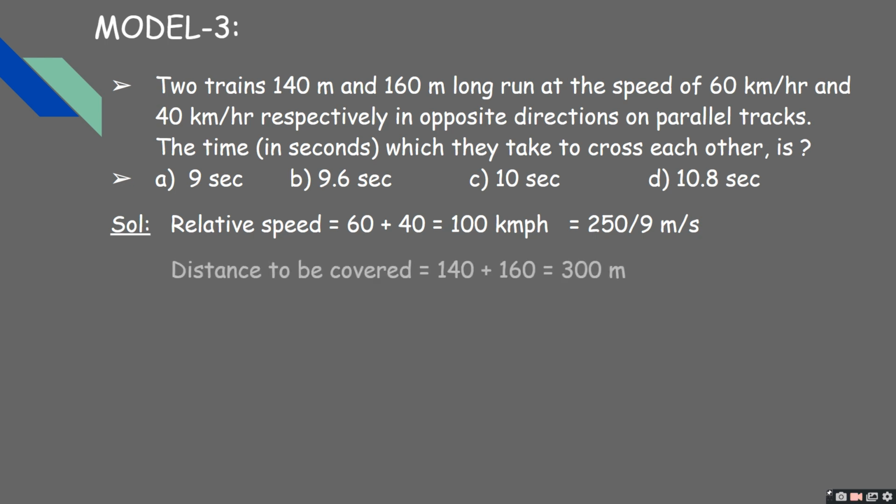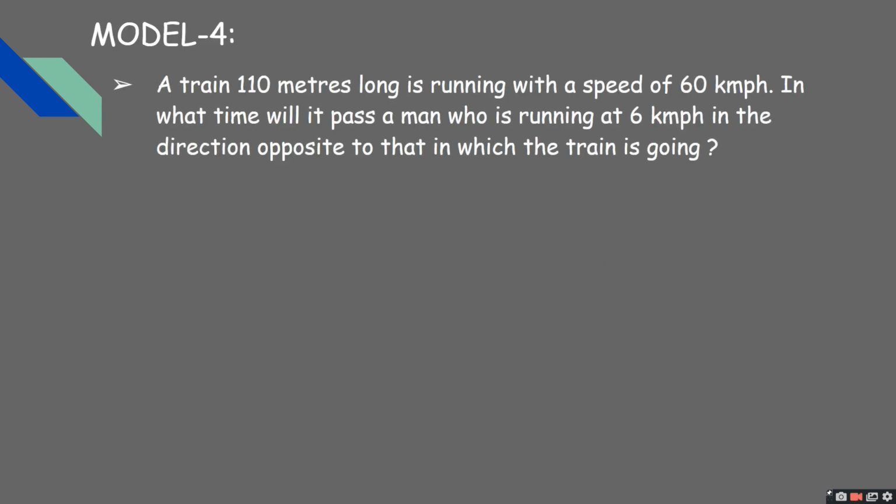We know that speed equals distance by time. Here, distance covered by two trains to cross each other is the sum of length of trains, that equals 140 plus 160 equals 300 meters. Time equals 300 by 250 by 9, that equals 10.8 seconds.